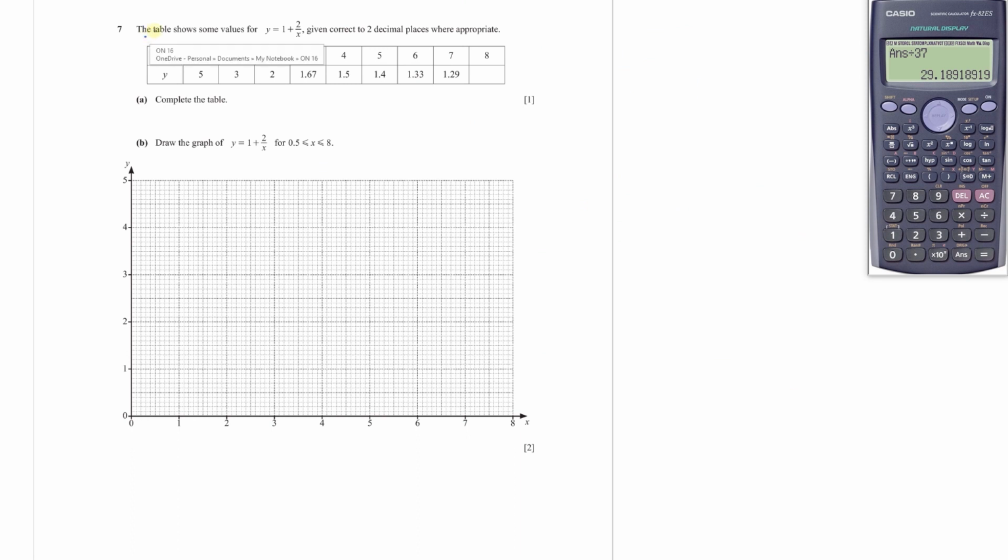Question 7. The table shows some values for y equals 1 plus 2 over x, given correct to 2 decimal places where appropriate. So you have x values and y values. Complete the table. So the value missing is for x equals 8. So let's substitute x equals 8 in this equation. So I will get 1 plus 2 over 8, which is 2 divided by 8 plus 1. So this is 1.25.